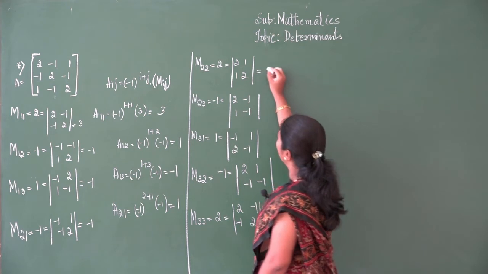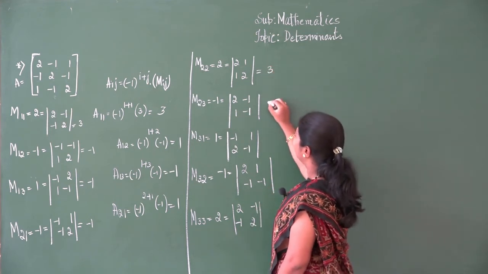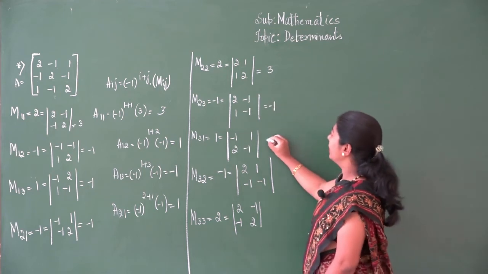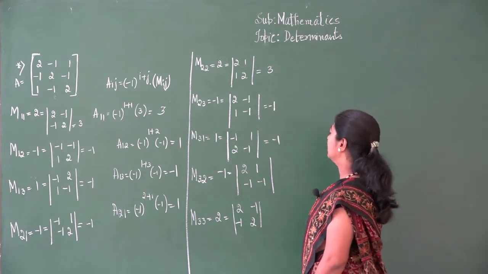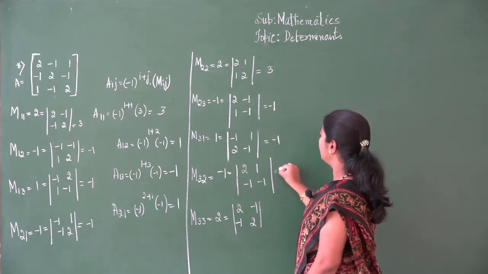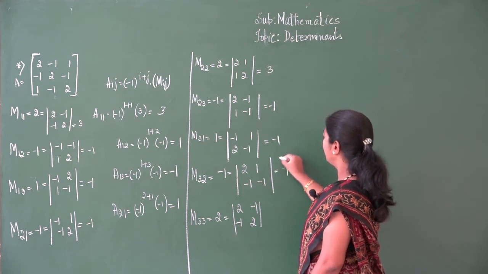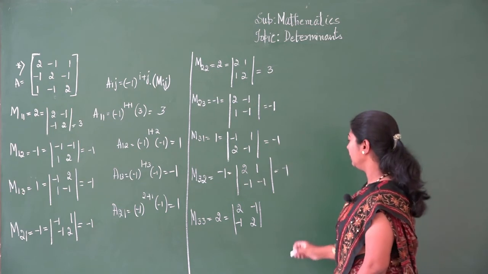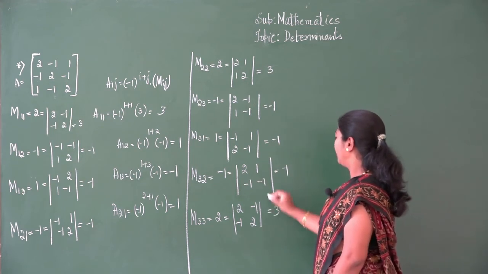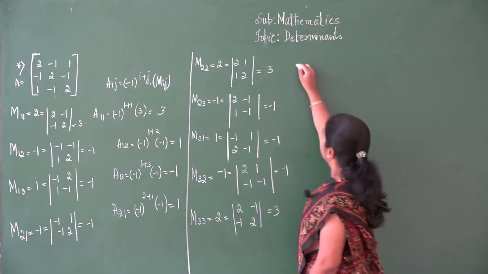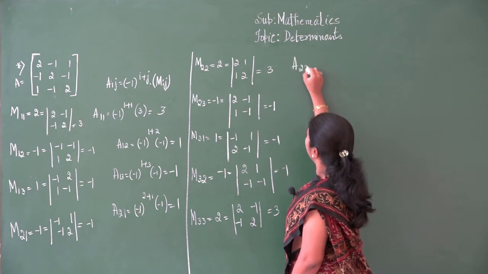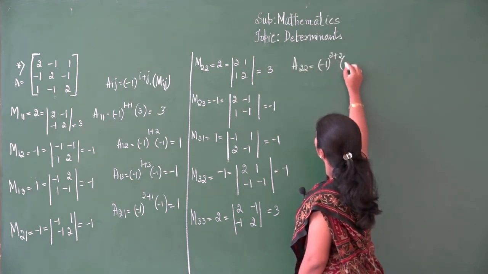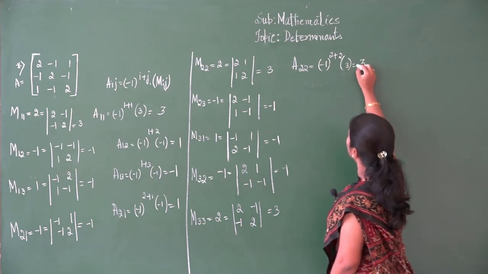So, we shall find out. 4 minus 1, 3. Minus 2 plus 1, minus 1. 1 minus 2, minus 1. Minus 2 plus 1 will be minus 1. 4 minus 1 will be 3. Similarly, what is A22? Minus 1 to the power 2 plus 2 into 3 will be 3 itself.